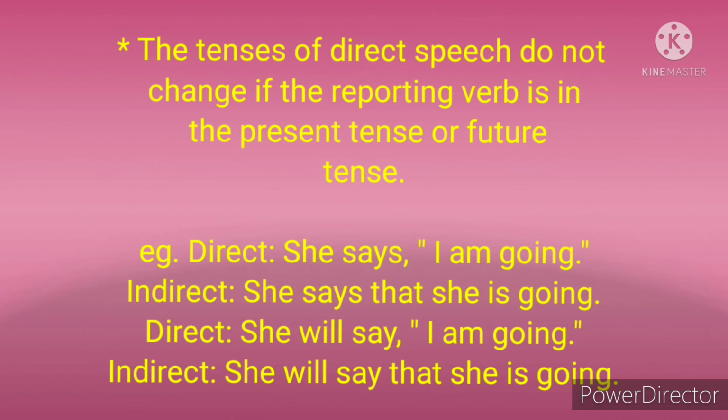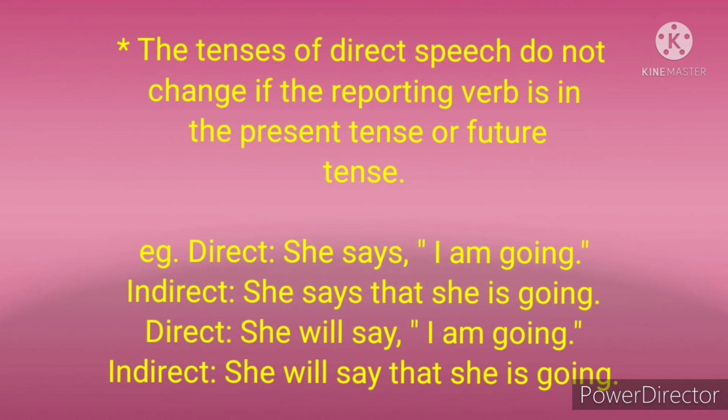Okay. "Am" agrees with the subject "I," and here in the indirect speech, "is" agrees with the subject "she." But both are present tense. So, the indirect speech sentence is, she says that she is going. Since the reporting verb is present tense, the reported verb is not changed in indirect speech.